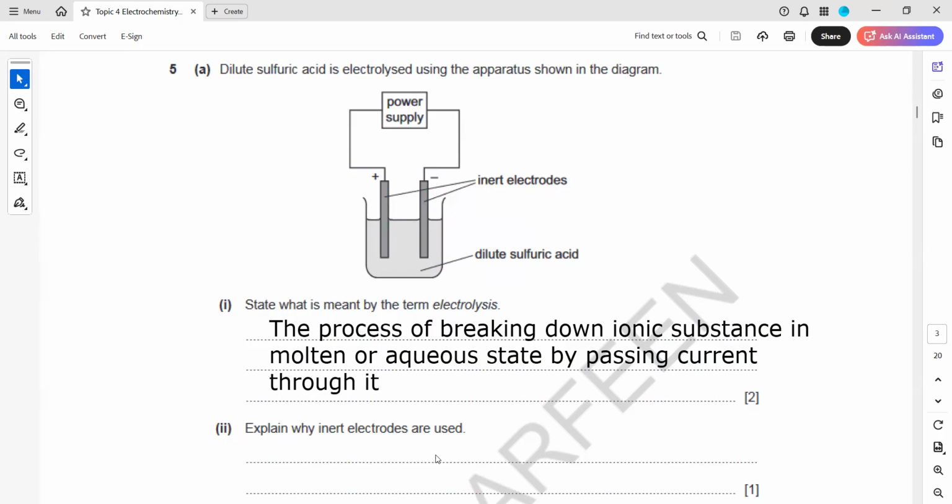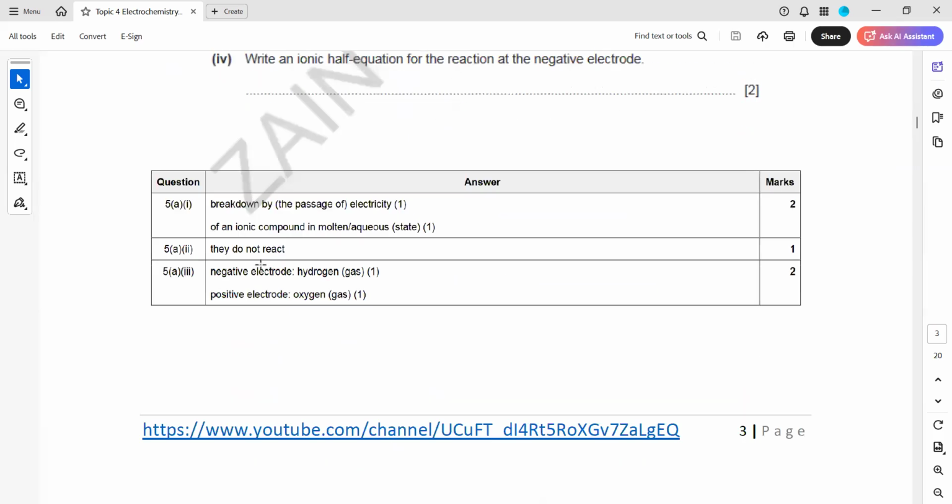Explain why inert electrodes are used. What is the reason why we use inert electrodes? Why not electrodes which are reactive? Unreactive, so that they do not react with the solution. Good, they don't react with the solution or electrolyte. No, the question is why inert electrodes are used, not about conduction. We have to refer to why we use an inert electrode. The main reason is that they do not react with the product of electrolysis.